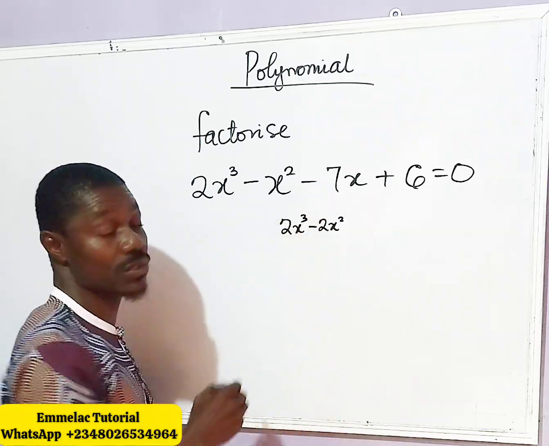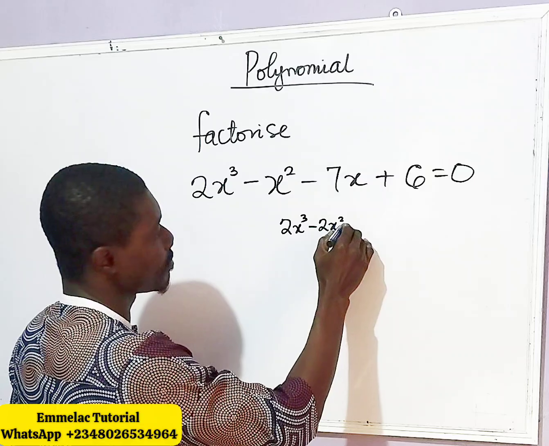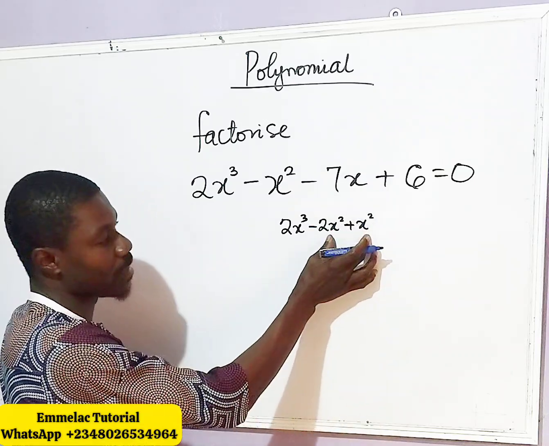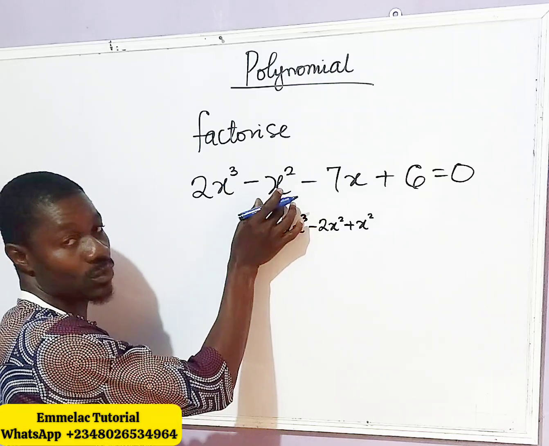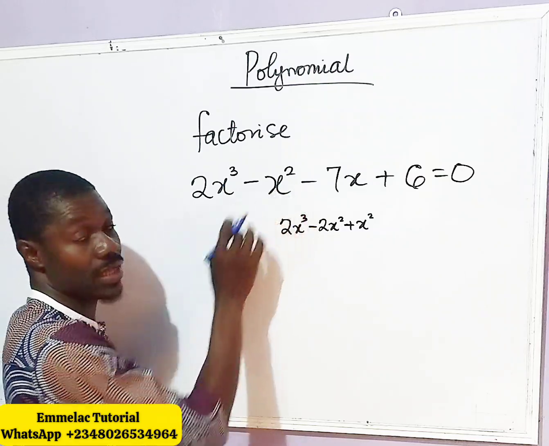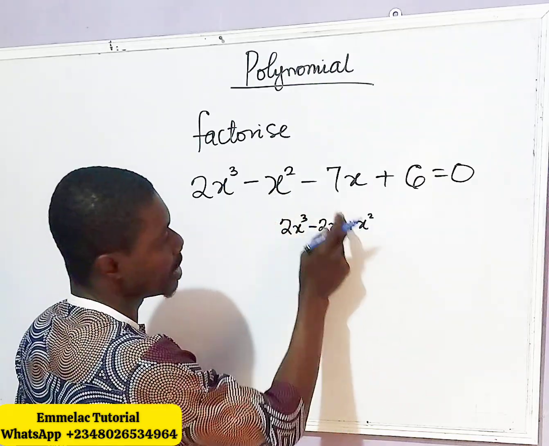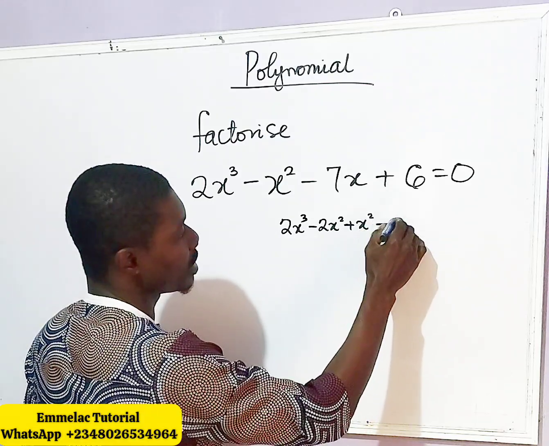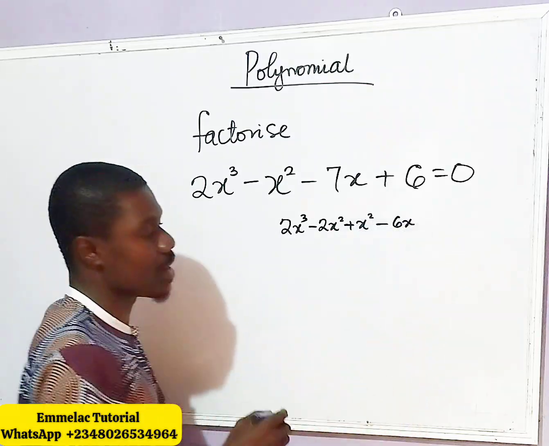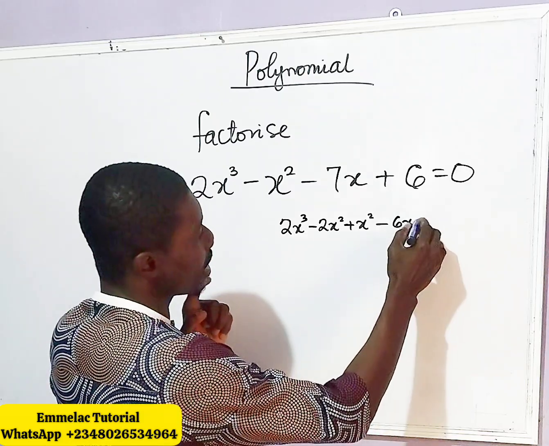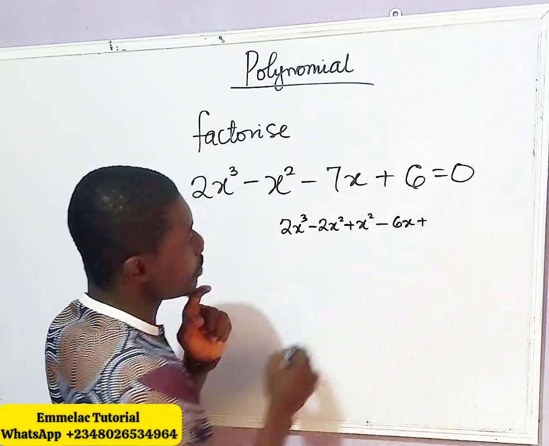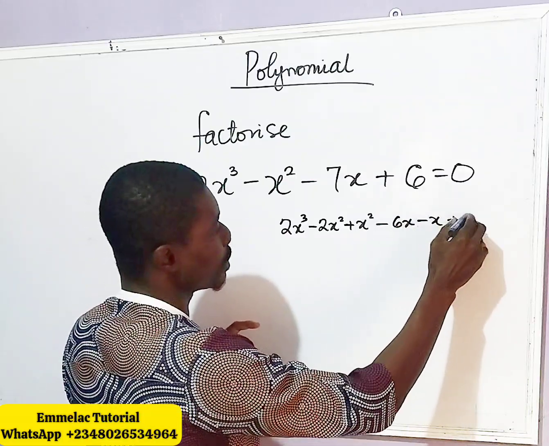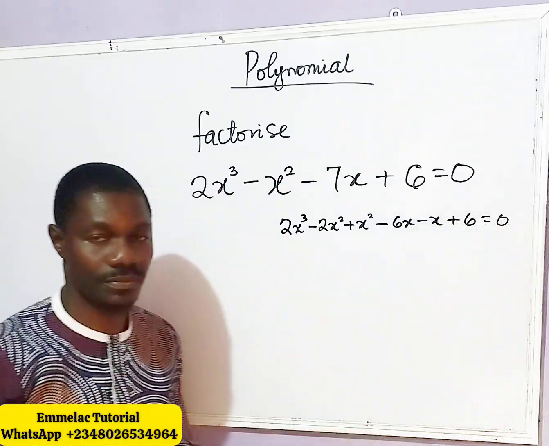So here we have 2x raised to 3, then plus x squared. Now these two terms, when we add, will give us what? Negative x squared. Then for negative 7x, we have negative 6x and negative x, then plus 6 equals 0.